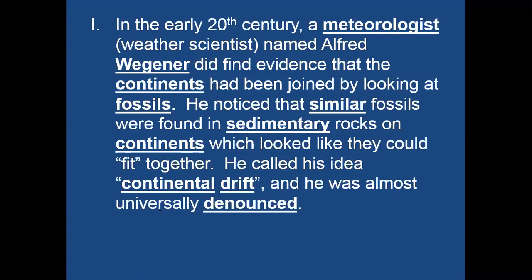There's a meteorologist, who is actually a weather scientist, not what we would consider a geologist, who found evidence that the continents had been joined together by looking at fossils. His name is Alfred Wegener, and he noticed that he could find similar fossils on different continents. If you put those continents together, the area where the similar fossils were would be next to each other. And so he called his idea continental drift, and said that the continents moved over time and moved apart from each other.